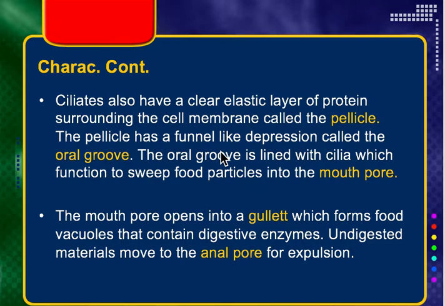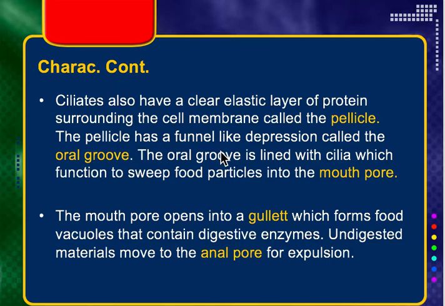Once it goes into the mouth pore, there's going to be this sac, and the sac is called the gullet. It's just a space where the food gets pushed into from the mouth pore, and from the gullet, the end of the gullet forms what's called a food vacuole. And the food vacuole contains these digestive enzymes, these proteins that allow the paramecium to digest its food. And then any undigested materials are going to exit through what is called an anal pore.